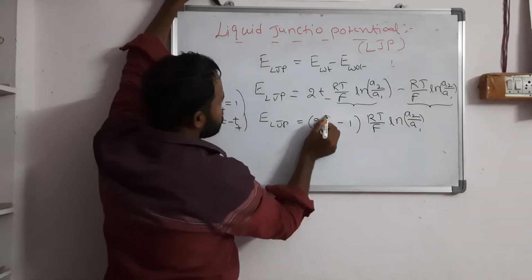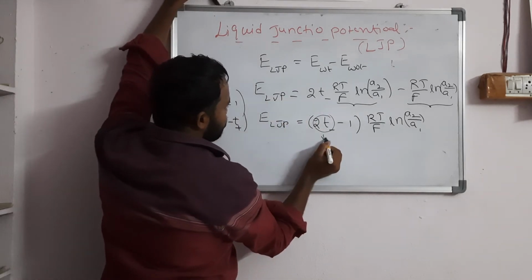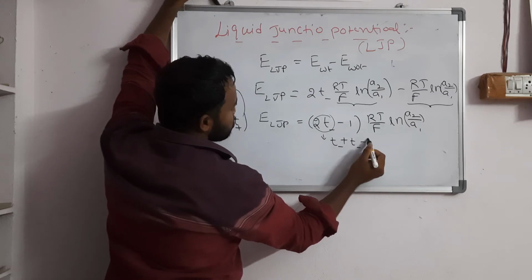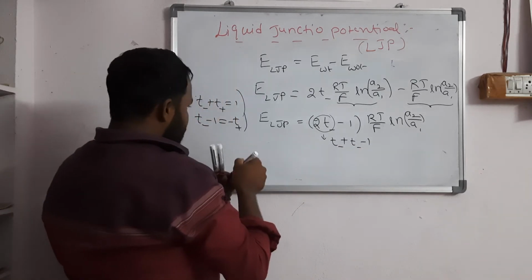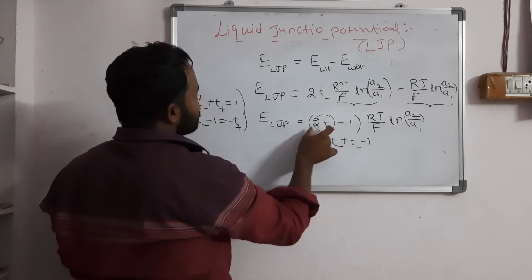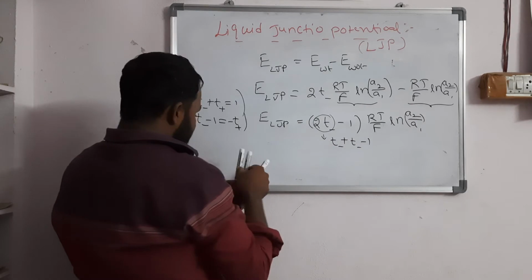Here we have 2t minus, so I am going to write it as t minus plus t minus, minus 1. So t minus plus t minus is 2t minus, and the minus 1 remains as it is.